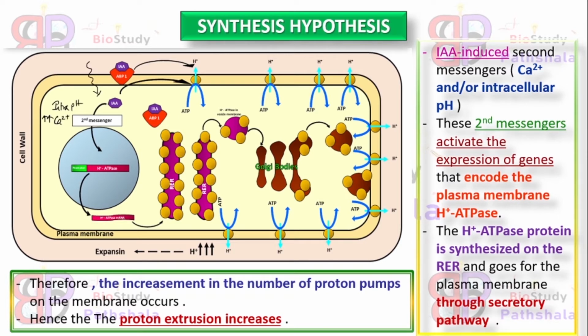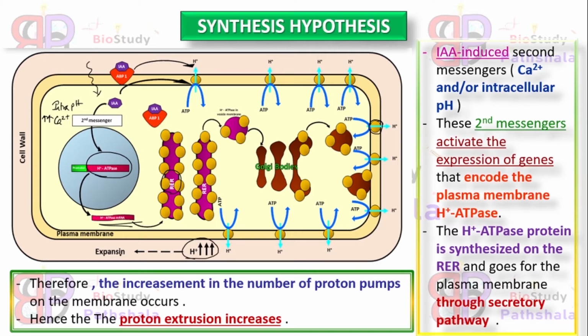These intracellular pH and calcium ions induce the transcription of this particular gene, that is the H+ ATPase gene, and form H+ ATPase mRNA. This H+ ATPase mRNA then goes to the rough endoplasmic reticulum to translate the H+ ATPase protein, that is H+ ATPase channels, and these H+ ATPase proteins, after being synthesized, go to the plasma membrane through the Golgi bodies secretory pathway, and this is how H+ ATPase plasma membrane channels are synthesized, ready to pump protons from the cytoplasm to the cell wall.